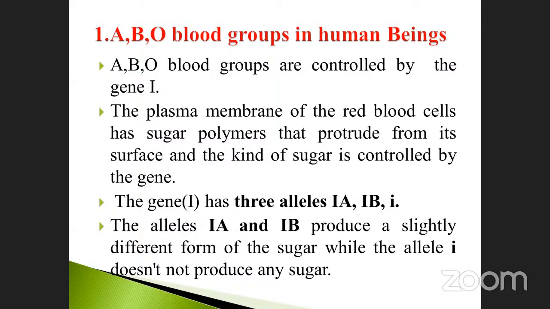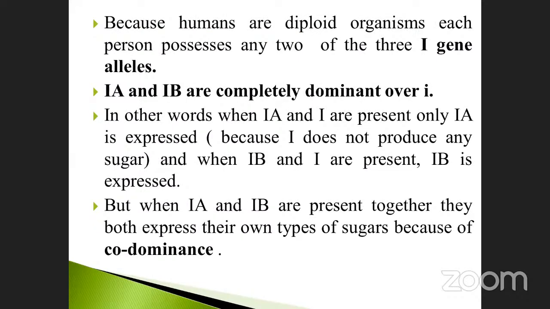You got those points? The gene I is present in the RBC. How many alleles are present? IA, IB, and also small i. IA and IB produce different forms of sugar molecules compared to small i, which will not produce any sugar molecules. Are you clear? Okay, go to the next one. Because humans are diploid organisms, each person possesses any two of the 3 I gene alleles, because we are all getting the blood group.